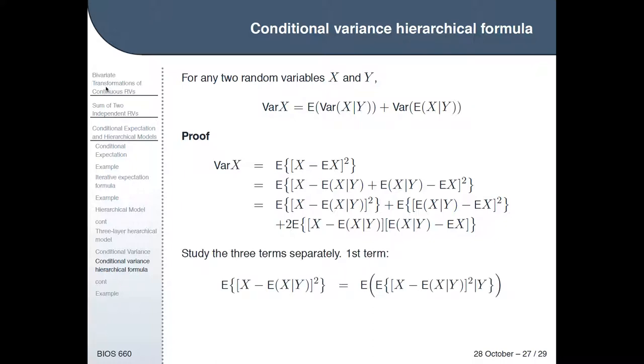Well, let's just look at these pieces one at a time. We'll show that the first two pieces sum up to the two pieces in the conditional variance formula, and the last piece goes to 0.